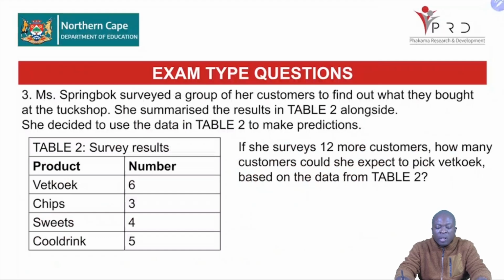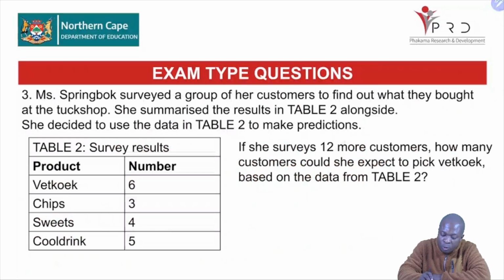Mrs. Springbok surveyed a group of her customers to find out what they bought at the tuck shop. She summarized the results in the table below. All right, so fat cook sold 6, chips 3, sweets 4, cold drink 5. If she surveys 12 more customers, how many customers will she expect to pick fat cook? How many customers? Try it. 2 minutes.